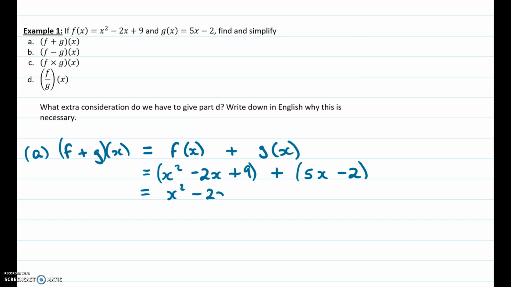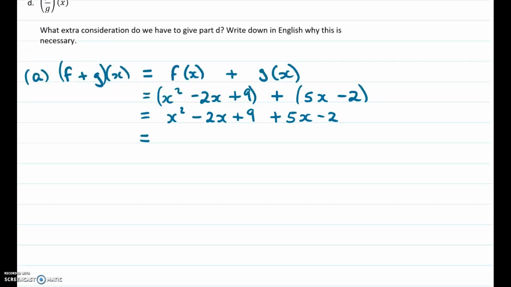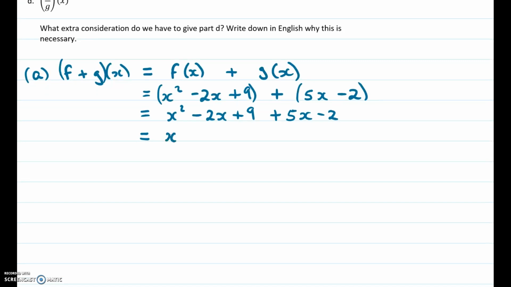X squared minus 2x plus 9. And there's only a plus sign in front of this parenthesis, so it just comes off and nothing changes. 5x minus 2. We add the like terms, and there's only one x squared term here. Minus 2x plus 5x is plus 3x, and plus 9 minus 2 is plus 7. So that's the first one done. That's the result of the addition.